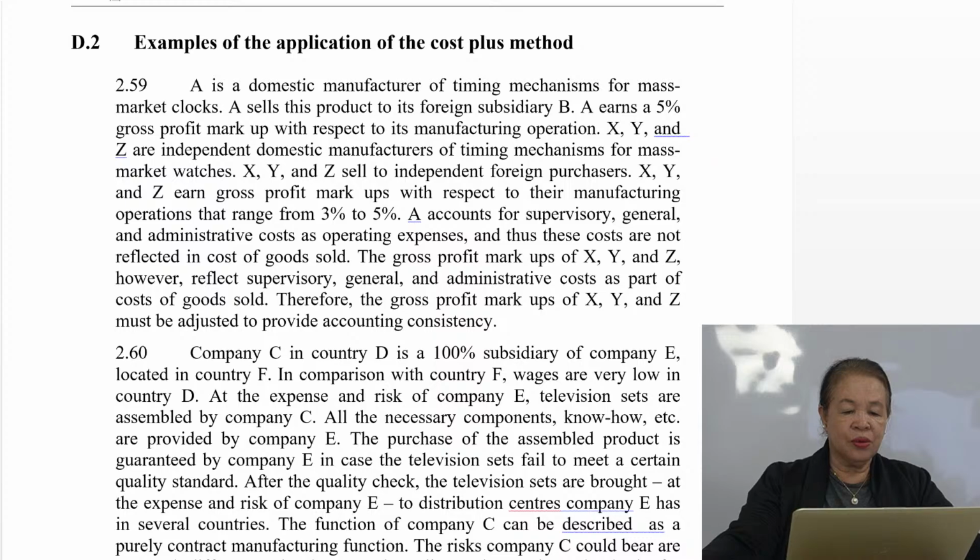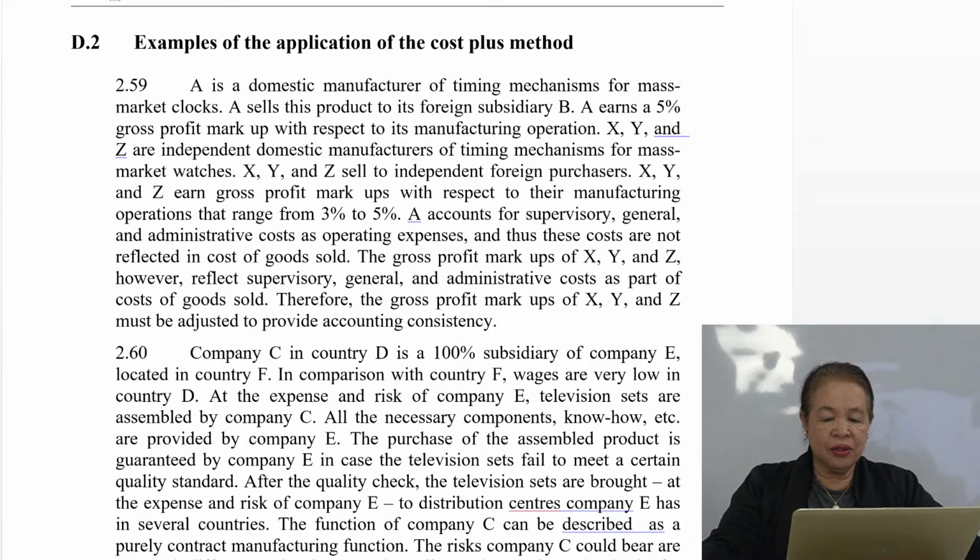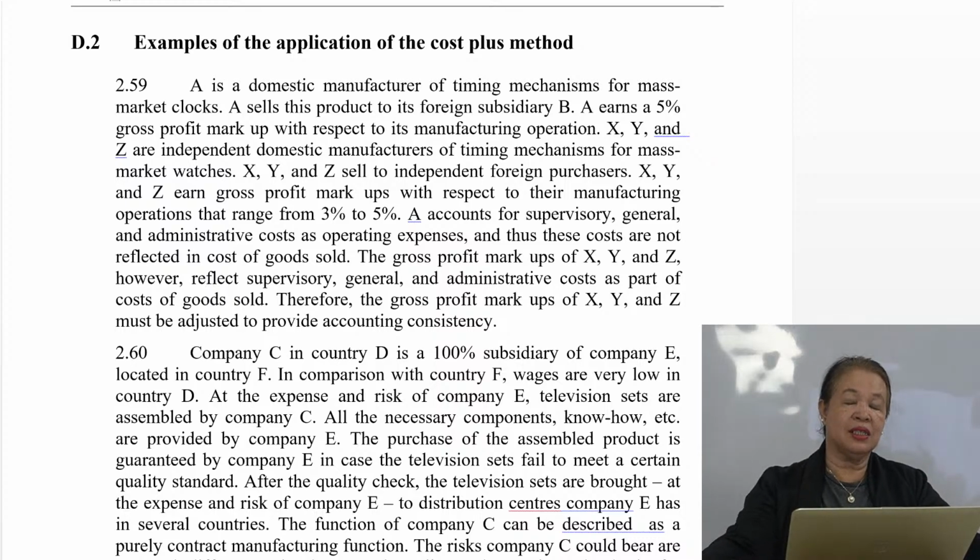No? So A accounts for supervisory, general, and administrative costs as operating expenses. No? So anong ginawa niya sa supervisory, general, and administrative costs? Consider it as operating expenses. And thus, these costs are not reflected in cost of goods sold. No? So hindi na sila kasama kasi nasa taas yun eh. Yung mga operating expenses nasa baba na yun. No? After gross profit. The gross profit markups of X, Y, and Z, however, reflect supervisory, general, and administrative cost as part of cost of goods sold.